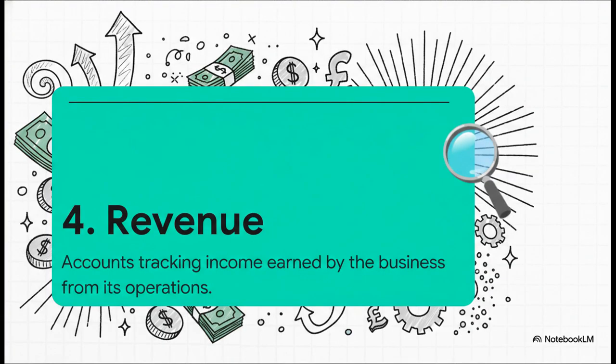All right, our 4th category is revenue. This is the lifeblood of any business, right? This is the good stuff. It's the inflow of assets, usually cash or sometimes a promise of cash that we call accounts receivable, that a company gets from doing what it does best, like selling its products or services. When a business earns revenue, it's actually increasing its own value, which, in the end, increases the owner's equity.